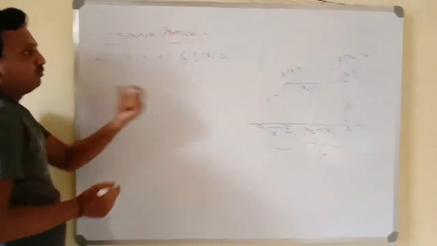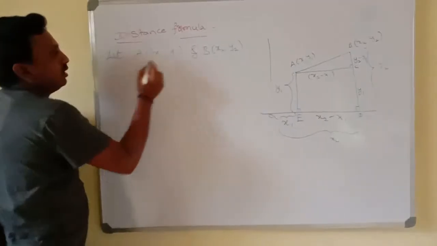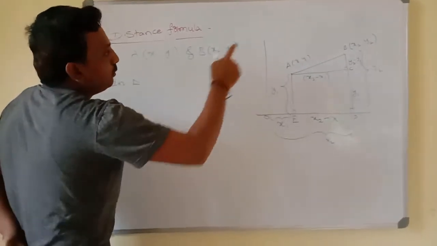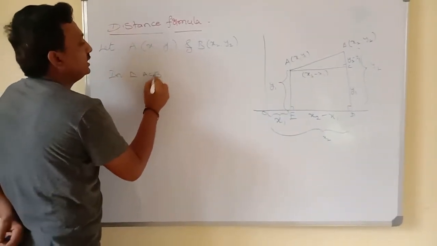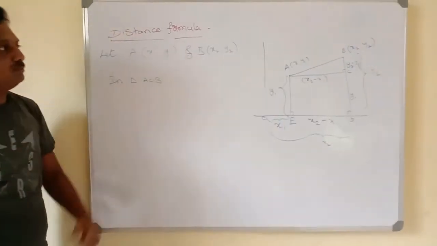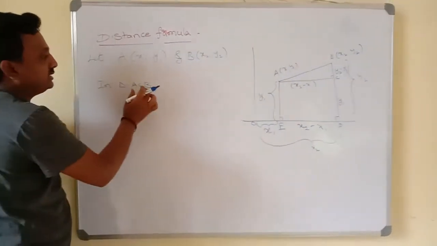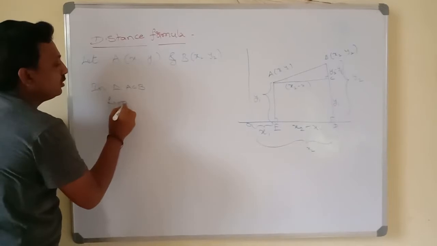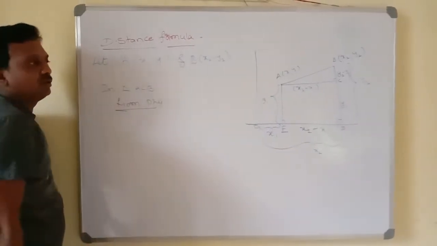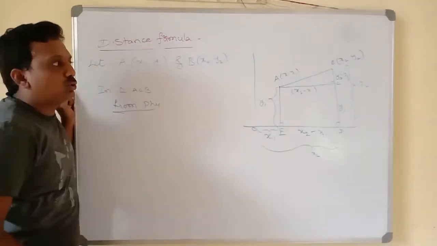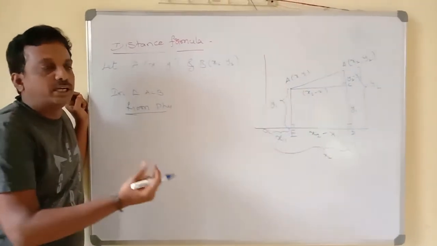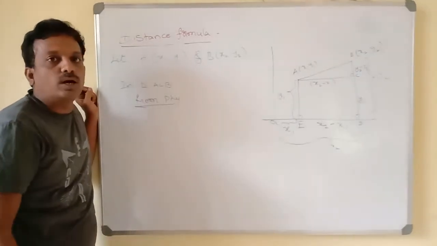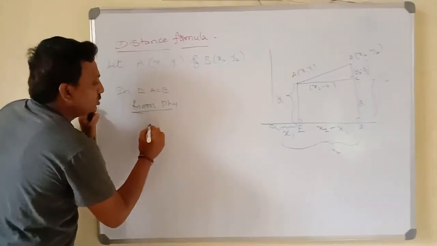Before, with the same concept, we can use the Pythagoras theorem in triangle ACB. ACB is a right angle triangle, we know that. Observe there. So ACB is a right angle triangle. We can apply the Pythagoras theorem. So hypotenuse square equals side square plus side square. We know the statement of Pythagoras: the square of the hypotenuse is equal to the sum of the squares of the other two sides. We know that concept.